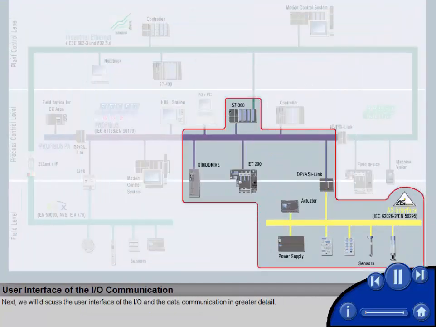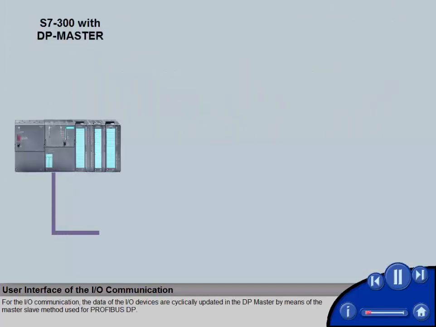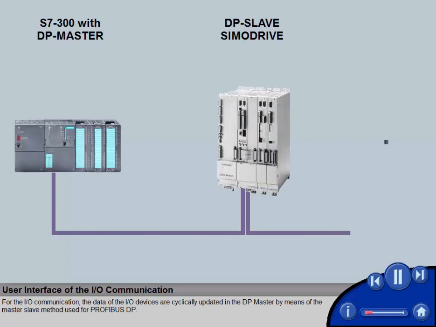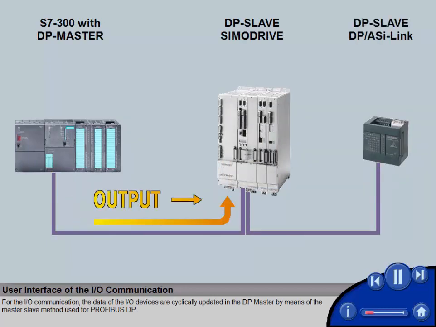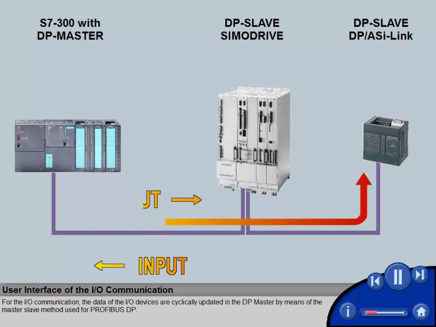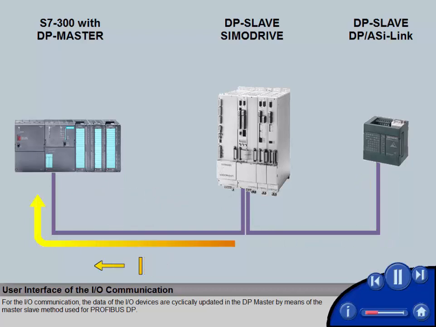Next, we will discuss the user interface of the I/O and the data communication in greater detail. For the I/O communication, the data of the I/O devices are cyclically updated in the DP master by means of the master-slave method used for Profibus DP.